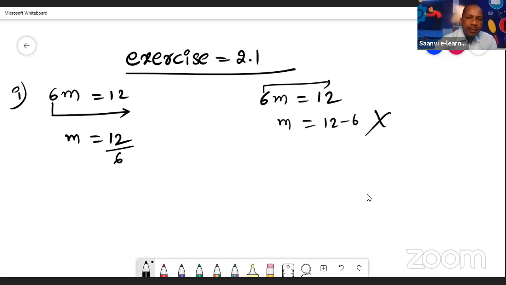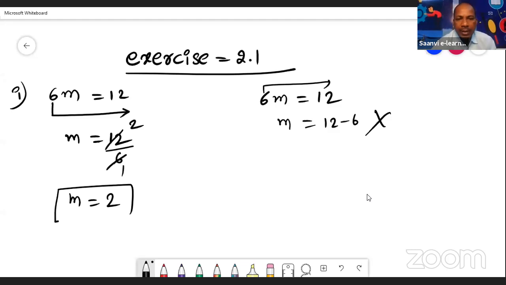Okay. Here in 6m, we have to see the relation between these two quantities. 6m means 6 into m. 6 is multiplying here, so when we send it this side, it will divide. So 12 by 6. 6 1s are 6, 6 2s are 12. It means what is the m value? 2 by 1. 2 by 1 is nothing but 2. So m is equal to 2 is the answer. Okay, m is equal to 2.